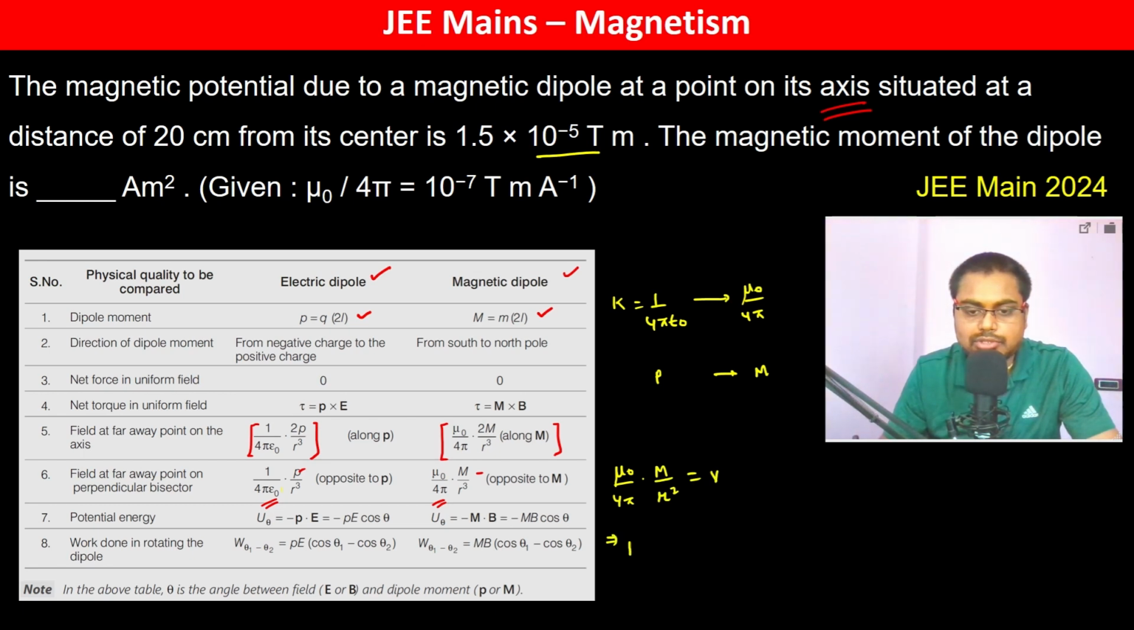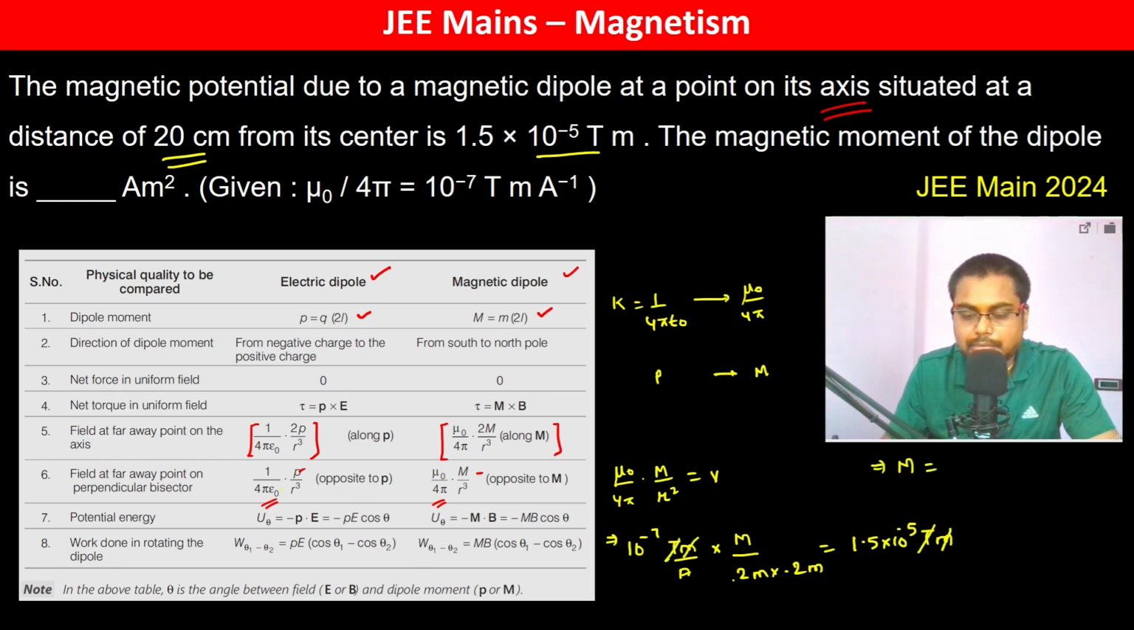Let us write down. So this is 10 to the power minus 7 Tesla meter per ampere into M divided by r square, which is 0.2 meters. So I am writing here 0.2 meter into 0.2 meter. This should be equal to 1.5 into 10 to the power minus 5 Tesla meter. Tesla is gone, meter is also gone.